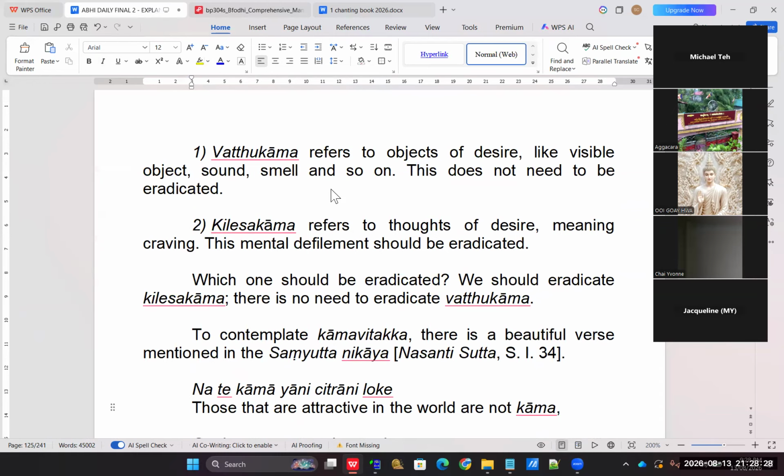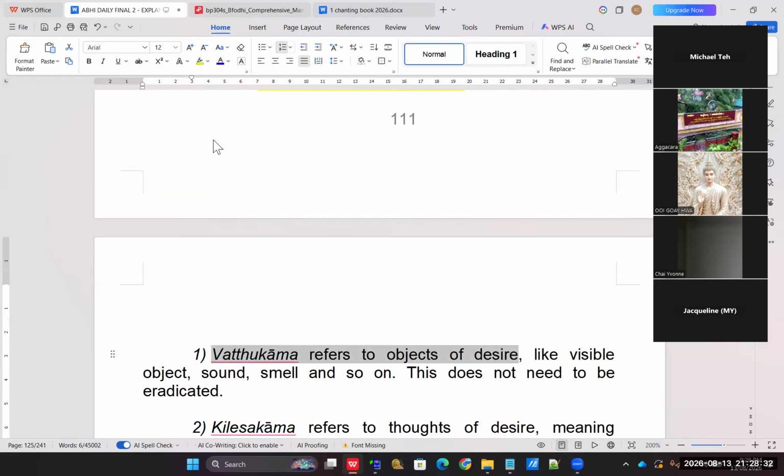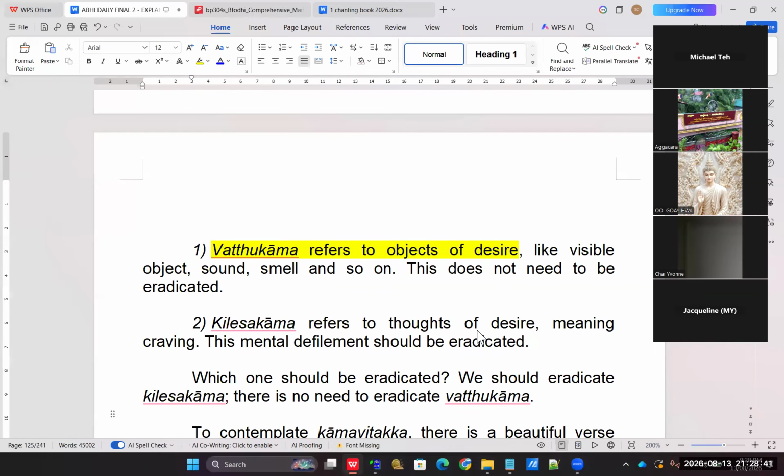Vatthu Kama refers to objects of desire, like visible object, sound, smell, and so on. This does not need to be eradicated. Kilesa Kama refers to thoughts of desire, meaning craving. This mental defilement should be eradicated. Which one should be eradicated? We should eradicate Kilesa Kama. There is no need to eradicate Vatthu Kama.